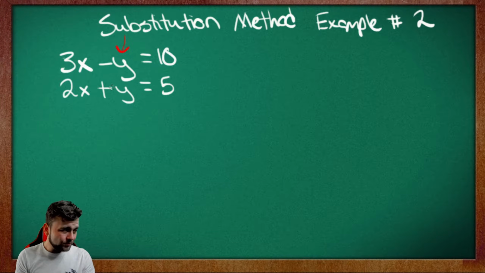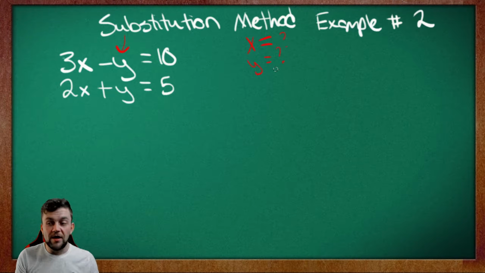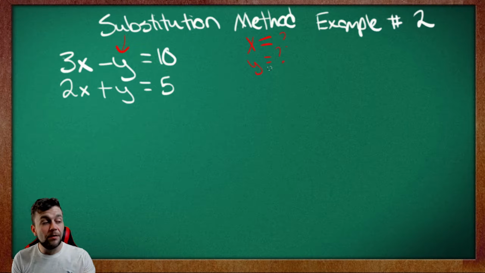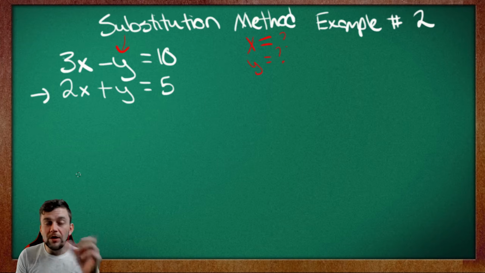So we want one of these equations to equal either x equals something or y equals something. We want to move things around. We want to use our algebra skills to move everything around. So 3x minus y equals 10, or 2x plus y equals 5. Let's do this second equation. We're going to rearrange things.